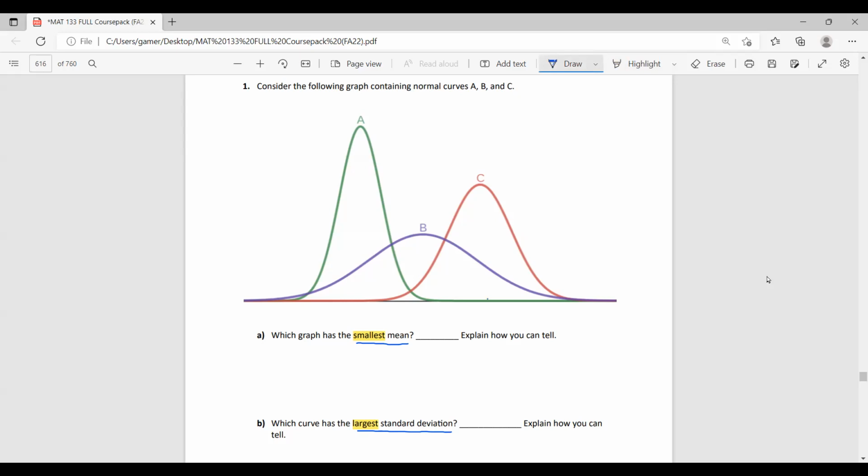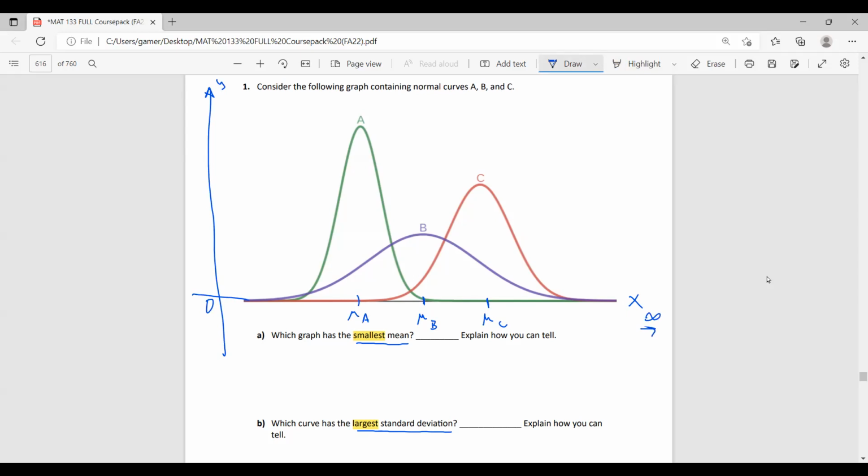So C's mean is here, so I'll say mu C. B's mean is here, so I'll do mu B. And A's mean is here, so I'll do mu A. Now this graph is a little misleading because this is the x-axis and somewhere is the y-axis. Probably over here. So note that this is 0 and this is infinity going this way.